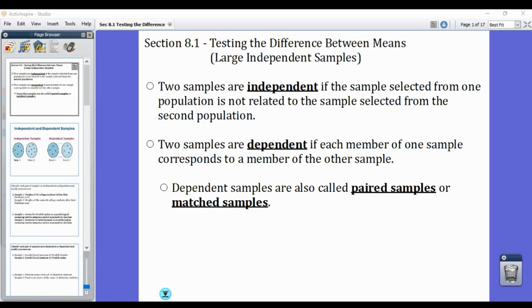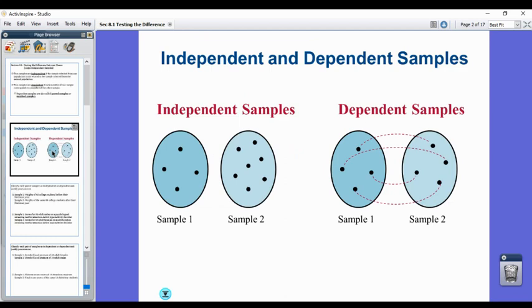The opposite of that is when they're dependent, and this is when the members of one sample correspond to the members of the second sample. Sometimes we also call dependent samples paired samples or matched samples because each of them has a pair or a match in the opposite sample. So I have a little graphic here that illustrates the difference between independent and dependent. You'll notice with dependent, we have our matches going on. Each thing in sample 1 corresponds to something in sample 2.